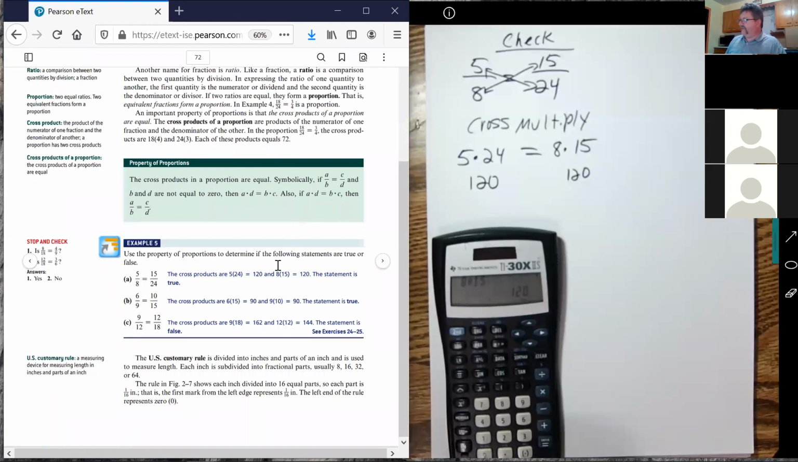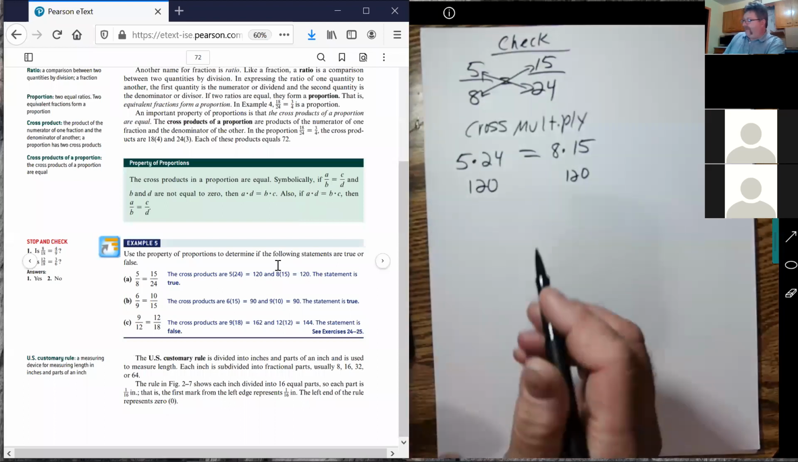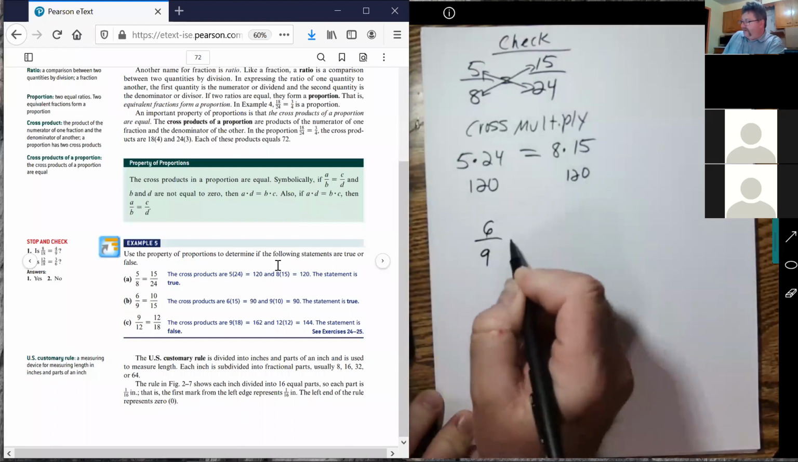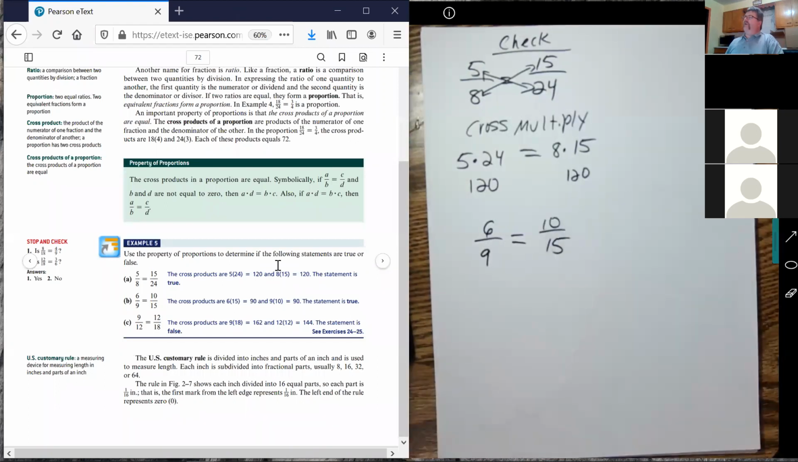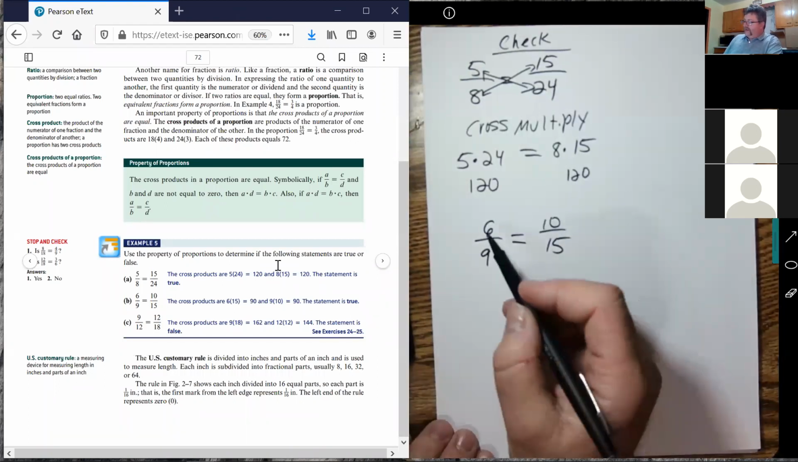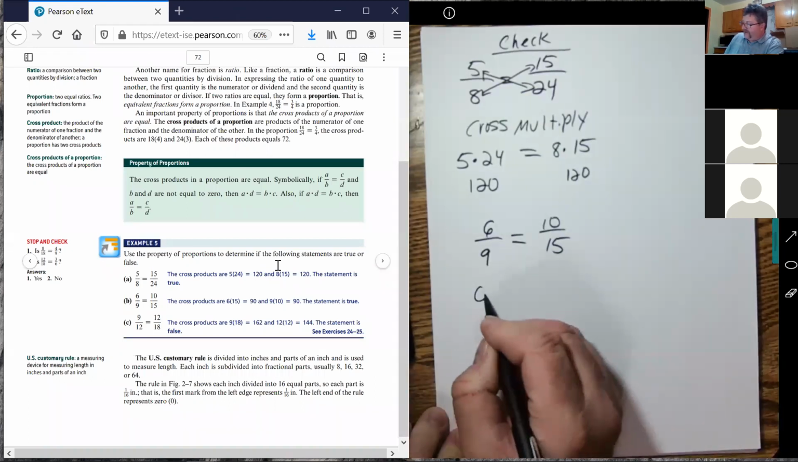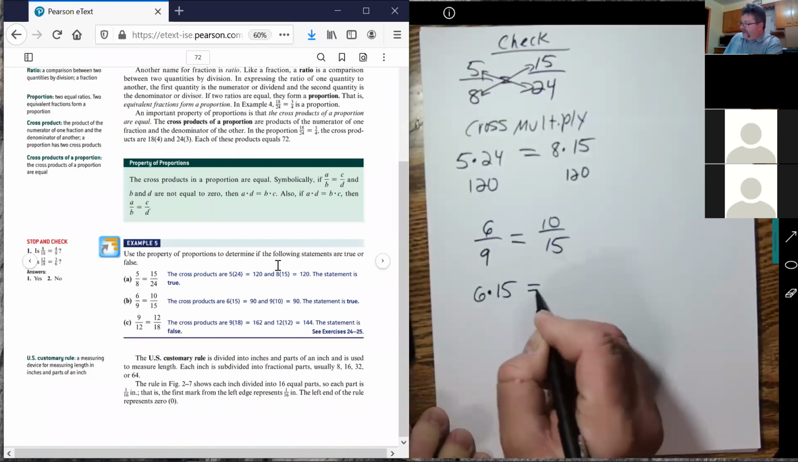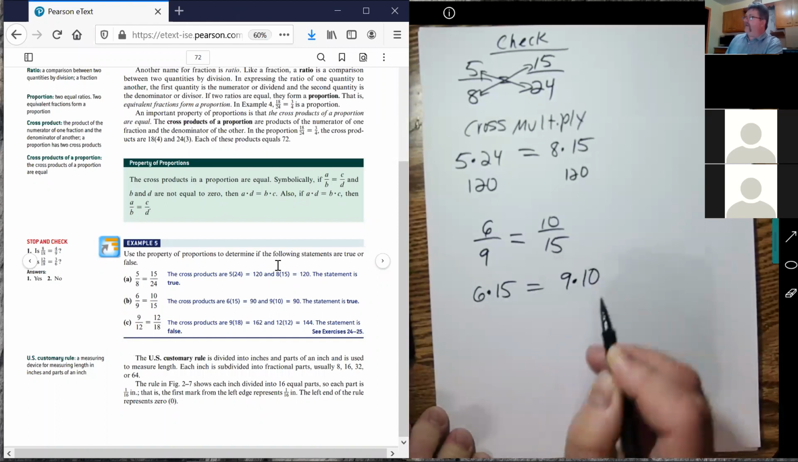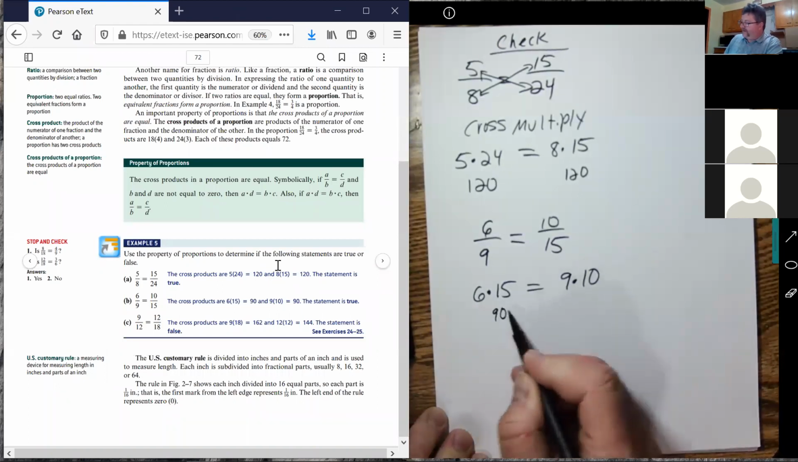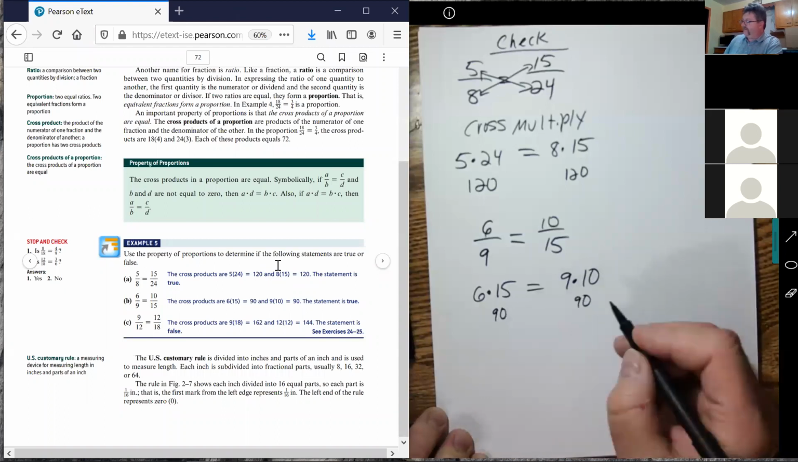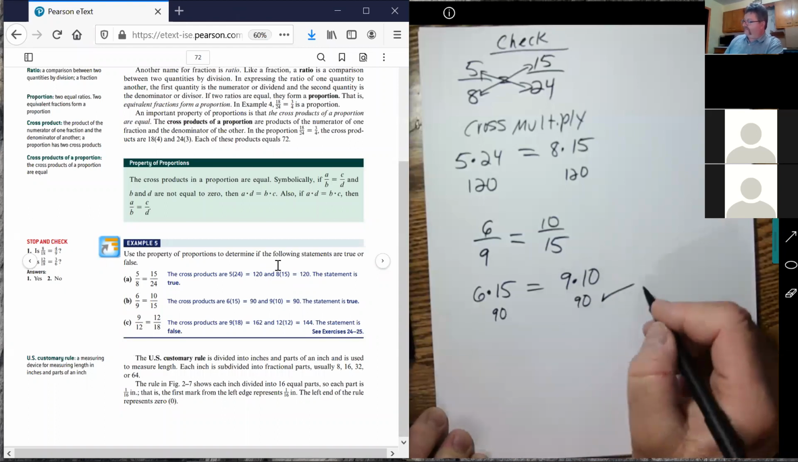Okay, let's do the second one. We have 6 over 9, supposedly equals 10 over 15. We're verifying whether or not this is true. Well, if I take this cross product of 6 times 15, it has to be the same as 9 times 10. Otherwise, I'm in trouble. 6 times 15 is 90. 9 times 10 is 90. So this one checks out.